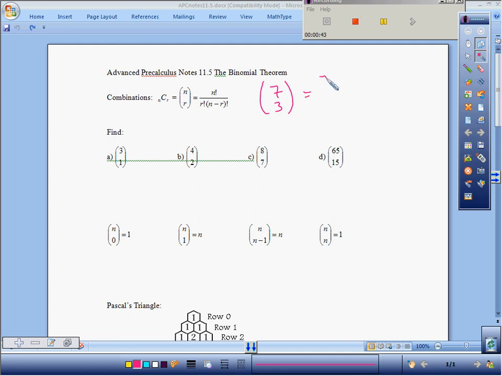This means 7 factorial. You guys know what factorials are, right? 7 times 6 times 5 times 4 times 3 times 2 times 1 over r factorial, which is 3 factorial, and n minus r factorial means 7 minus 3 factorial, which is 4 factorial. So 7 combination 3, and sometimes they call this 7 choose 3 because you're choosing 3 items from a set of 7 of them, where the order does not matter.